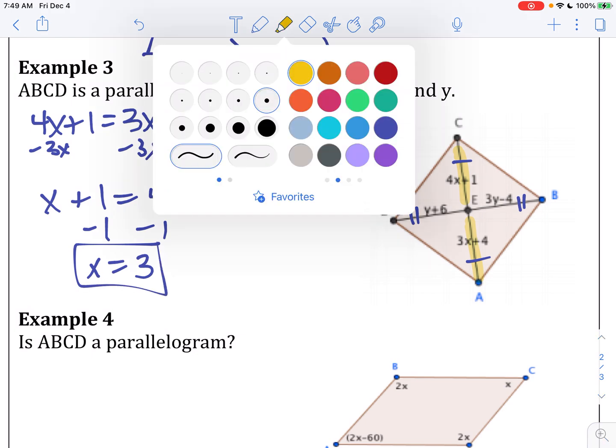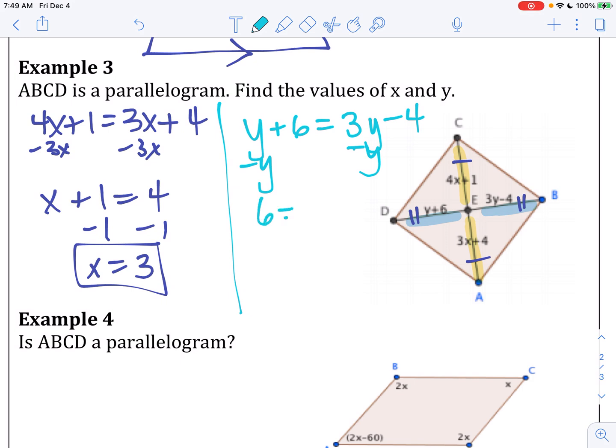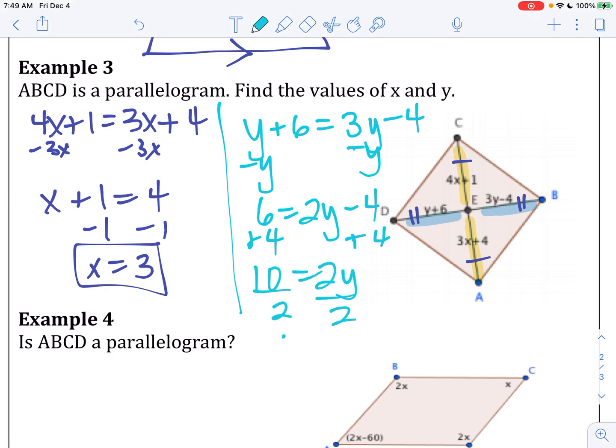It's so much fun, I'm going to do it again. So left-hand side, that's y plus 6. Right-hand side, that's 3y minus 4. It's super nice that both of these equations just involve one variable. All right, so I'm going to subtract y on both sides to gather my y's. I will add 4 to both sides, so 10 equals 2y. Divide both sides by 2, and y is 5.